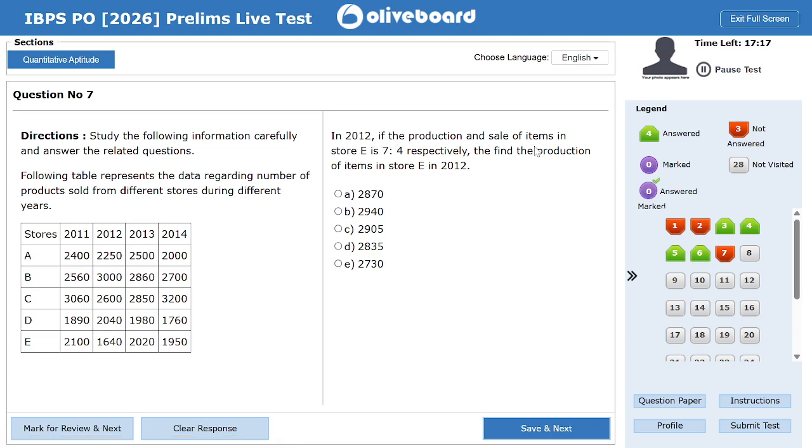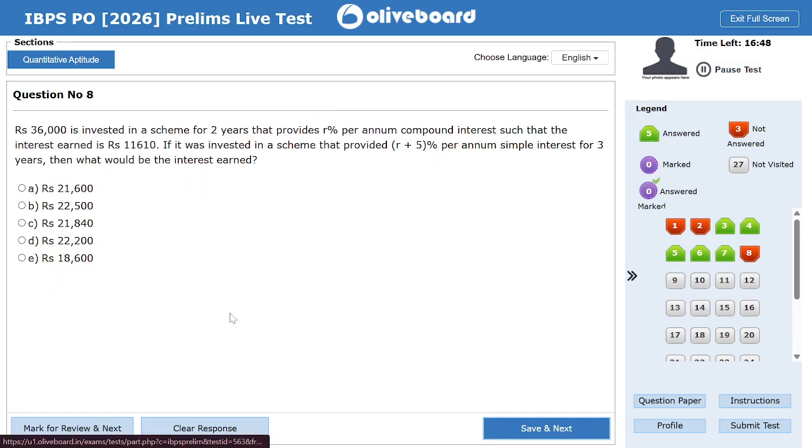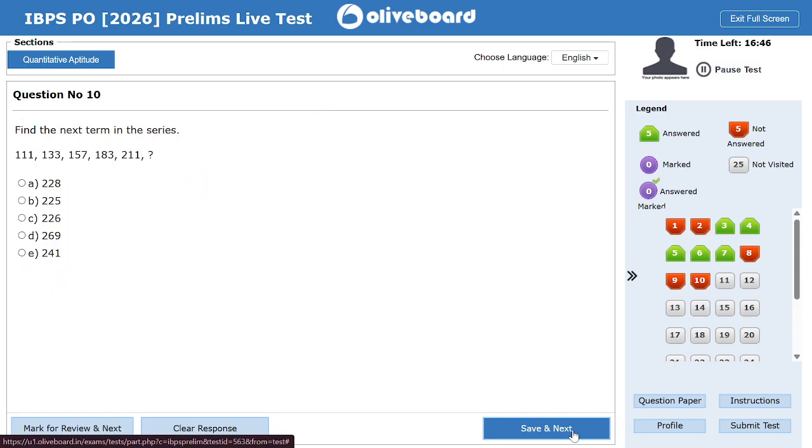Okay, in 2020 the production to sale of items E is 7:4. Regarding number of sold items, find the production in 2012. E, 2012, production to sell, so. Okay, ek DI hoga ye. Okay, ye kar leta hoon.